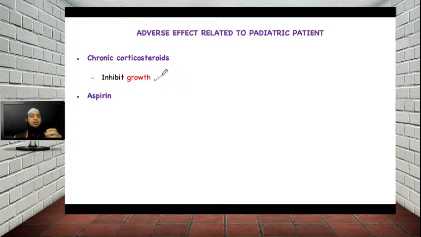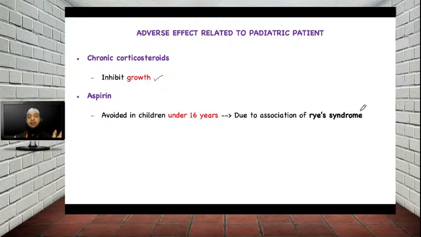Likewise, aspirin, whether given to the mother or child, the problem produced is the same, that is it produces Reye syndrome. So it is avoided in children under the age of 16 years due to association with Reye syndrome, that is the swelling of the brain and the liver. So you can avoid it.